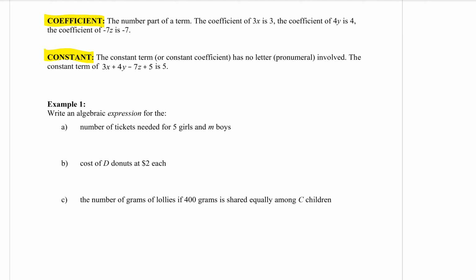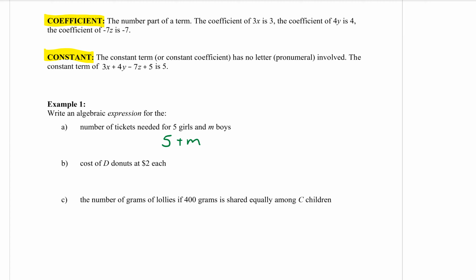So, the 5 girls, we know there's 5 girls, so we're going to need 5 tickets for those girls, aren't we? The boys, we don't know as a number what the m represents. But we know that there are m boys, so we need 5 tickets for the girls and we need m tickets for the boys. So 5 + m will be the total number of tickets that you would need for those people. Yeah, and that's my expression, that's all I do.